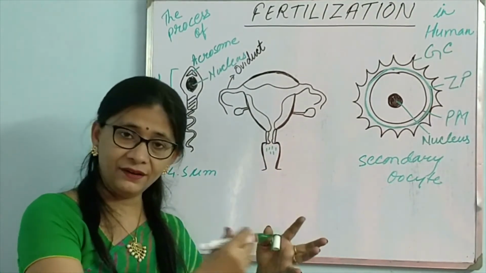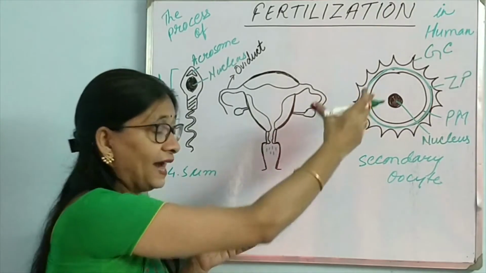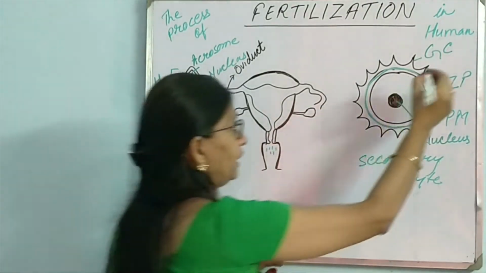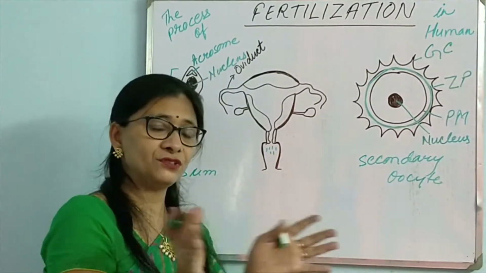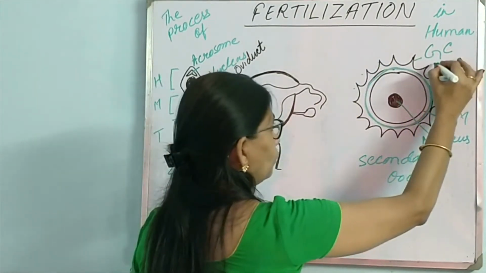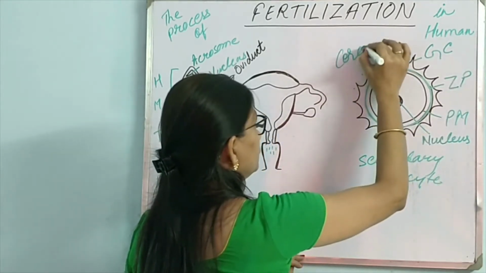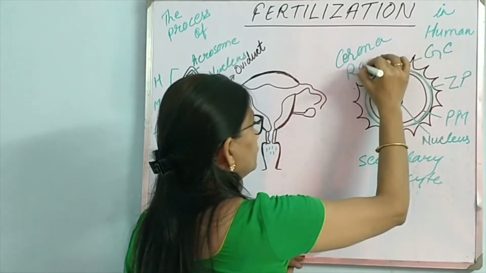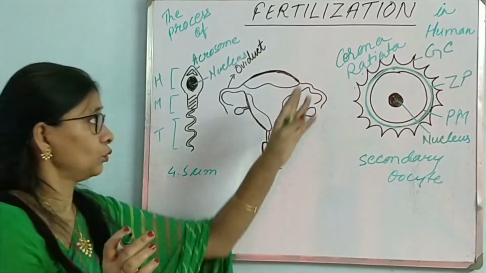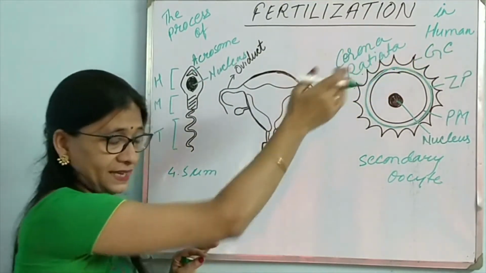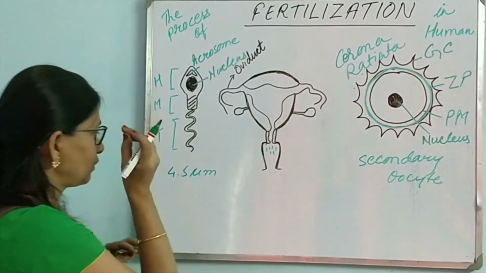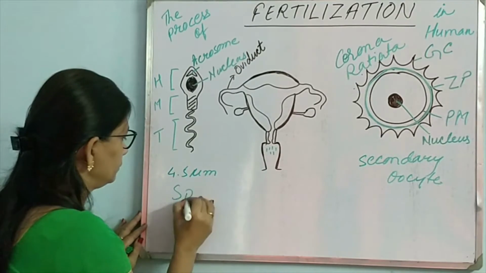Now, when the secondary oocyte ruptures, it carries with it some amount of granulosa cell. And this is known as corona radiata because it tends to radiate in all directions. See the spikes? This is known as corona radiata because it radiates like spikes. So corona radiata is nothing but granulosa cell. So this is the structure of secondary oocyte. This is the structure of male sperm.